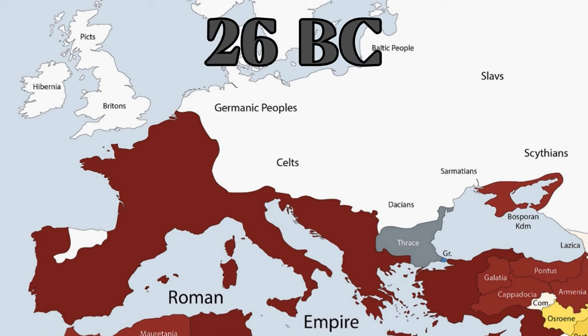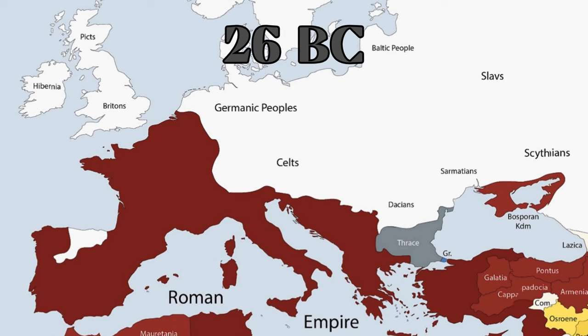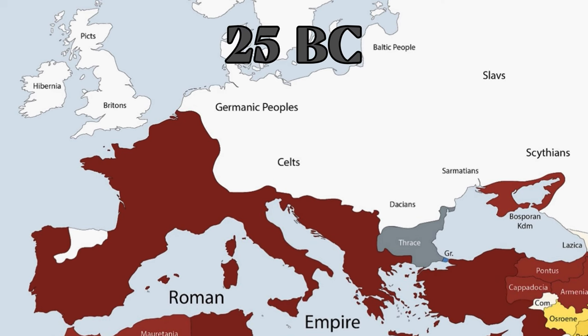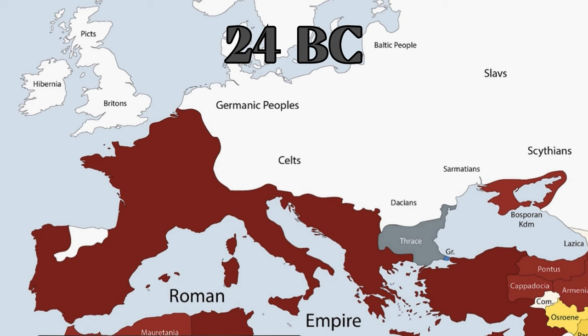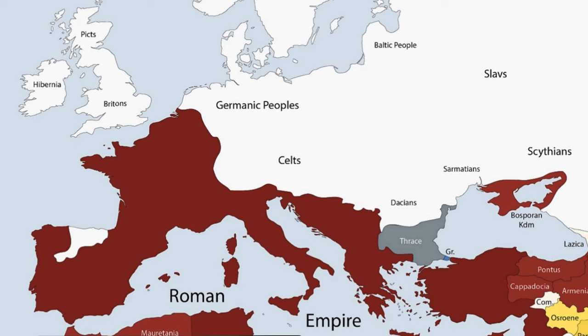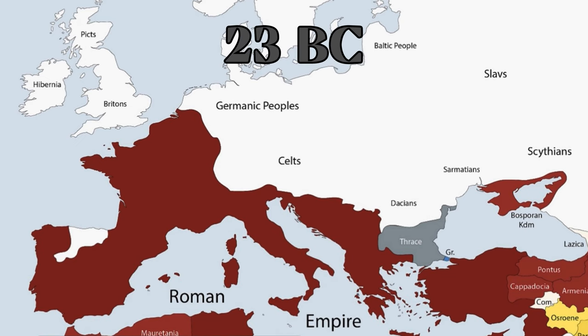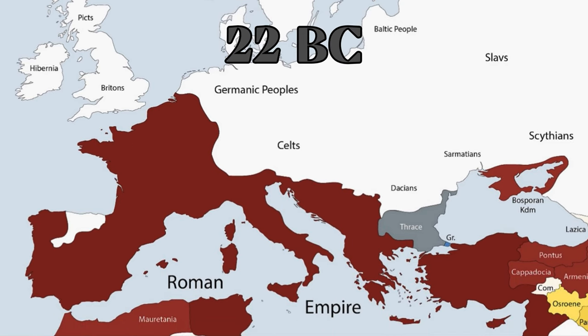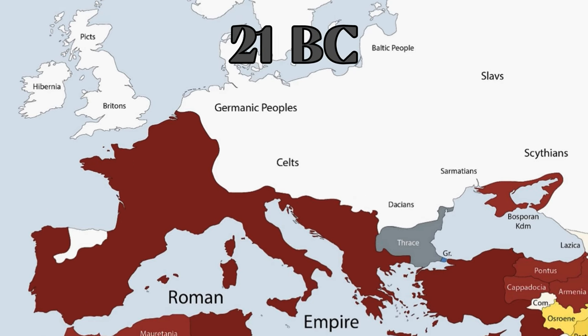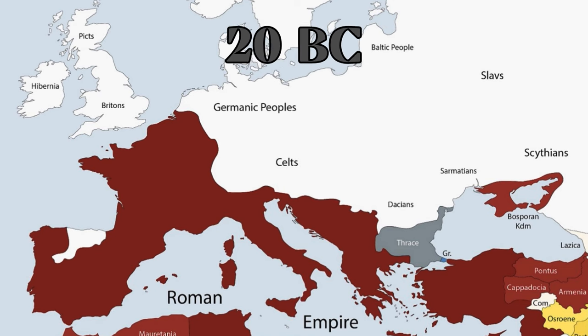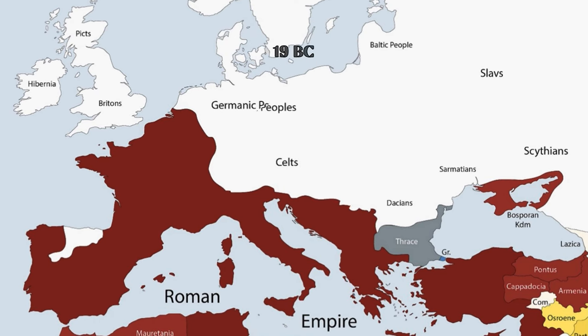27 BC, Octavian formally established the Roman Empire, marking the end of the Roman Republic and the beginning of a new political era. 23 BC, Octavian, now known as Augustus, was granted the title of Imperium Maius, signifying his absolute authority as emperor.